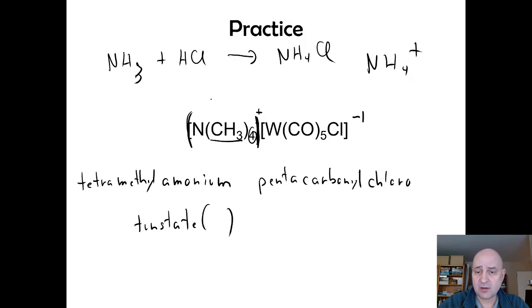The question is, what is the charge of that tungsten, right? So if your counter ion is positively charged and your anion is negatively charged, your carbonyls are neutral, and you just have a -1 charge, your tungsten doesn't have a charge. It's tungsten 0. So the big problem here is, what's the Roman numeral for 0, right? So we're going to just call that tungstate 0.